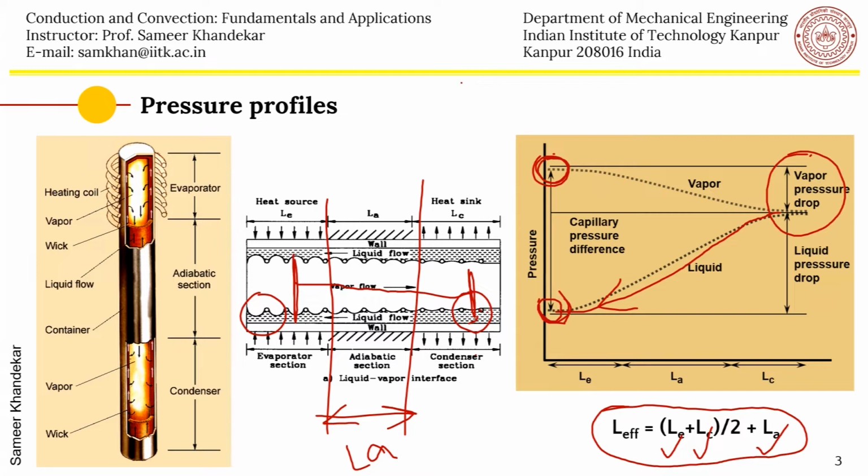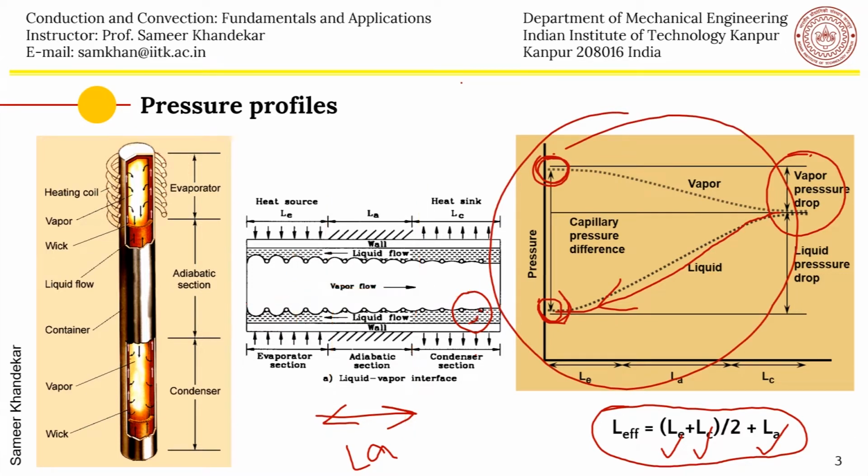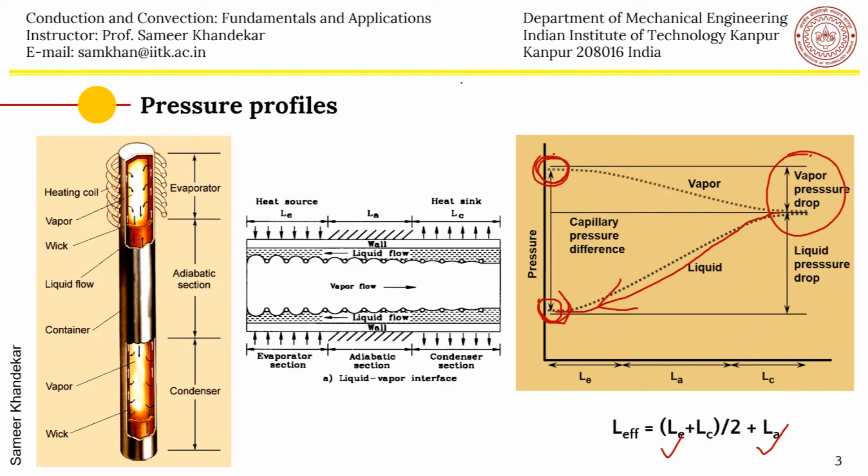So this is the effective length. The pressure profile which you see here is a standard heat pipe pressure profile, and you should remember this pressure profile. This is the way a heat pipe operates, and as you can clearly see, the capillary pressure difference is the one which is guiding or sustaining the flow in the passive mode.